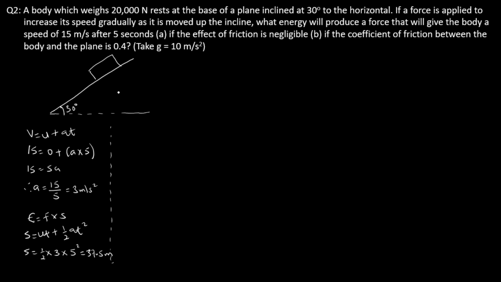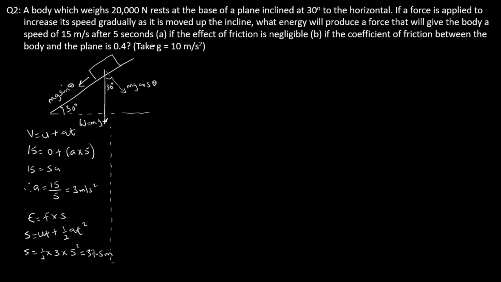Now the force will need us to find several things. First of all, we know that the weight acts vertically downwards. The weight is equal to mg. Then it has two components, a component which is parallel to the plane, that's mg sine theta, and a component which is perpendicular to the plane, that's mg cos theta. Of course, here our theta is 30 degrees.